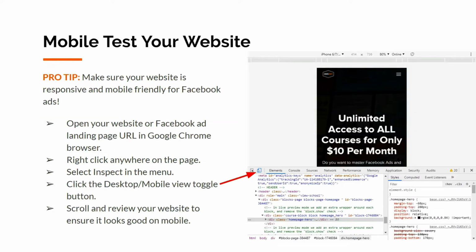A quick pro tip, make sure your website is responsive and mobile friendly for Facebook ads. So open your website or Facebook ad landing page URL in the Google Chrome browser. Right-click anywhere on the page and then select Inspect in that menu, and this bottom pop-up will appear. On the left side of it, click this desktop/mobile view toggle button, and then your screen will toggle to a mobile view. So scroll your website and ensure it looks good on mobile.